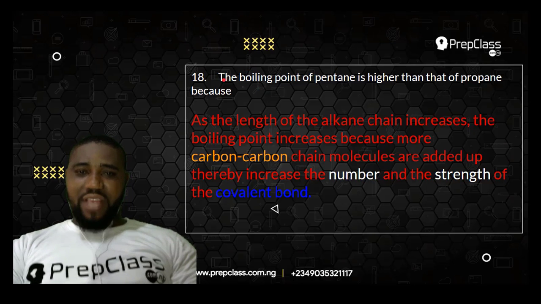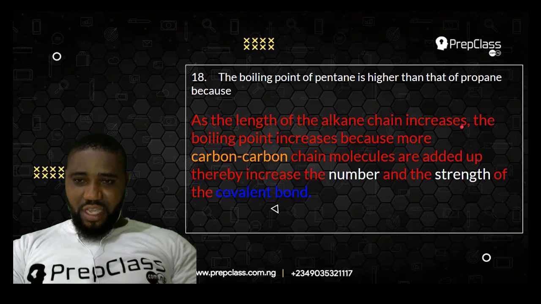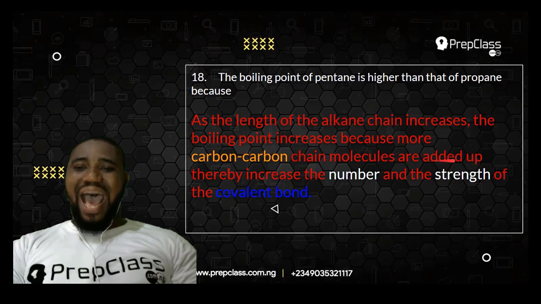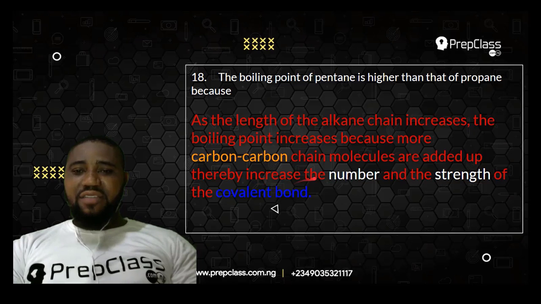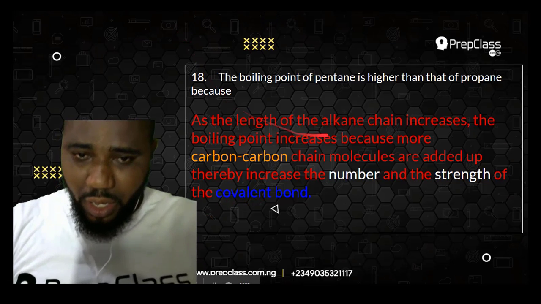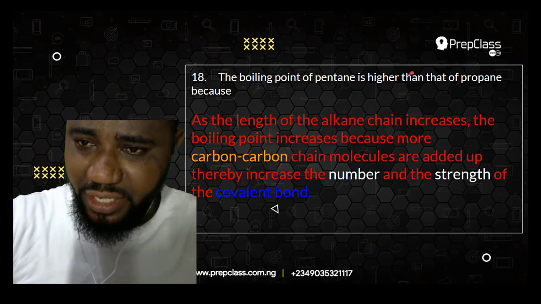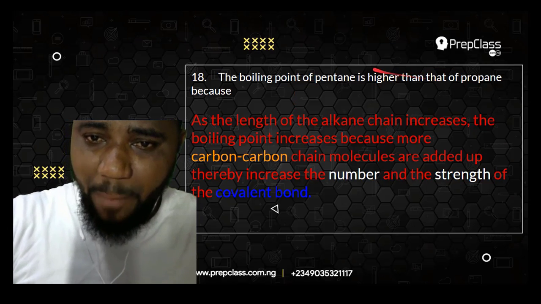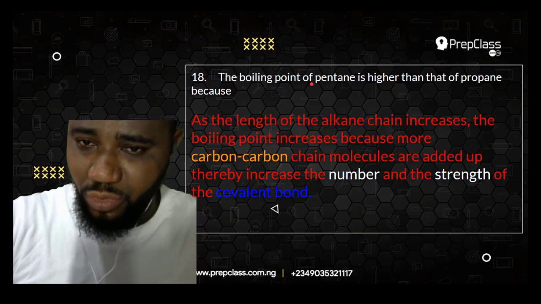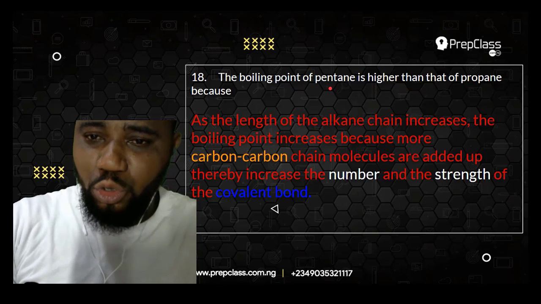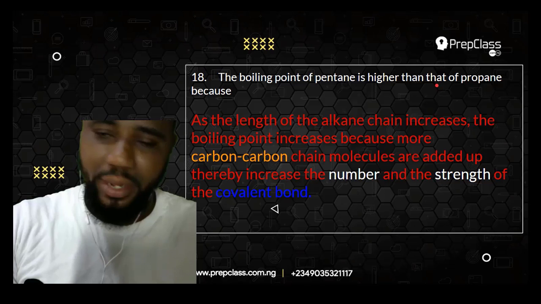Now, look at what I said here. I said, as the length of the alkane chain increases, the boiling point increases because more carbon-carbon chain molecules are added, thereby increasing the number and the strength of the covalent bonds. What does that mean? You know that pentane is C5H12, while propane is C3H8. Now, pentane has more carbon atoms than propane. So normally, an increase in carbon atoms usually results in an increase in boiling point.